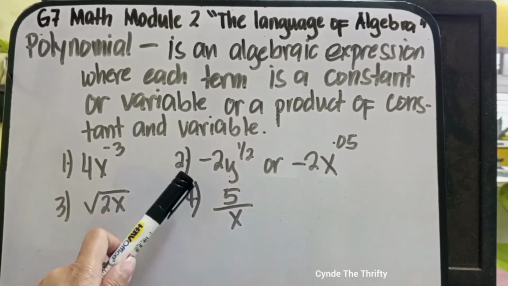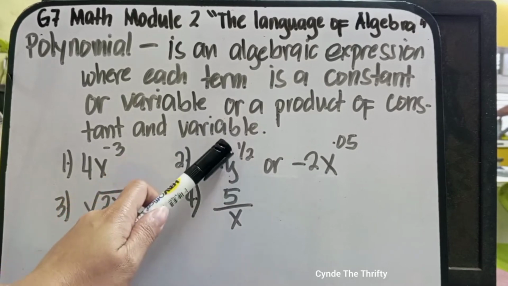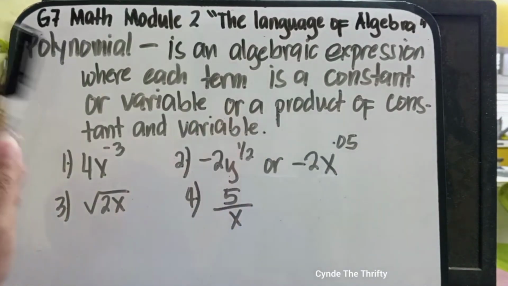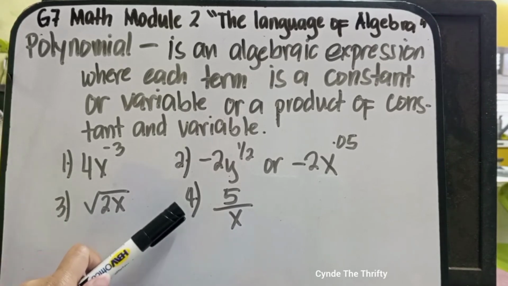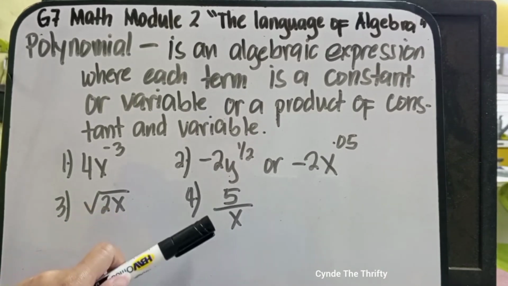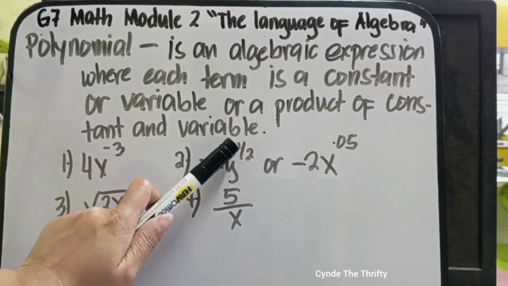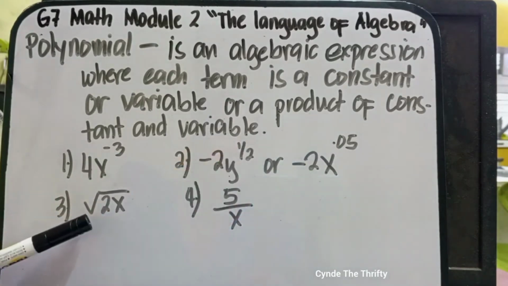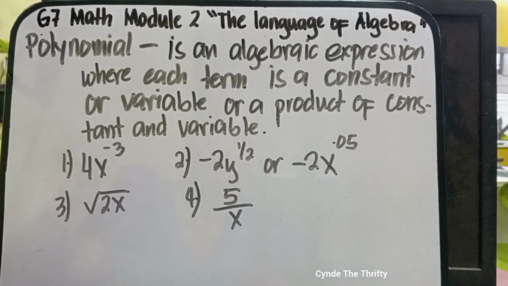Second, hindi rin natin matatawag na polynomial ang isang expression kapag ang kanyang exponent is a fraction or a decimal number. So, hindi natin siya pwedeng tawaging polynomial. And third, hindi rin natin pwedeng tawaging polynomial kapag ang expression is nasa loob ng radical sign. And fourth, ang isang expression ay hindi matatawag na polynomial kapag ang kanyang variable is nasa denominator. So, ito ang tatandaan natin na kapag negative ang kanyang exponent or fraction ng kanyang exponent or decimal number or nasa loob ng radical sign or nasa denominator ang kanyang variable, hindi natin siya pwedeng tawaging polynomial.